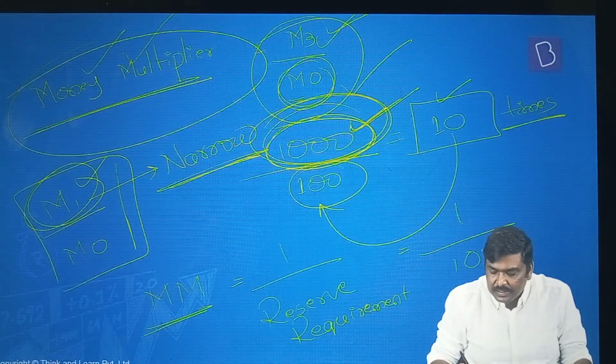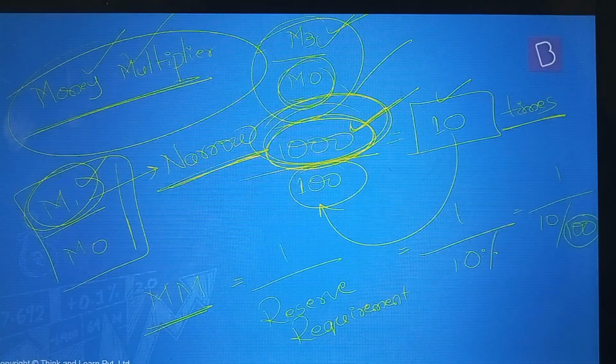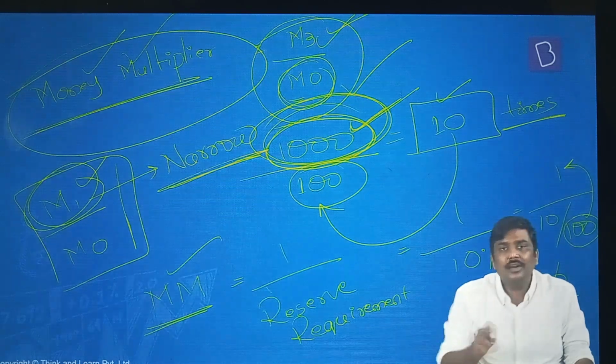1 upon 10%. And 10% can be written like this, 1 upon 10 divided by 100. The denominator of a denominator becomes a numerator. That will be 100 divided by 10. Cancel 0, 0, and you will be left with 10 times. So the money multiplier can also be calculated like this.